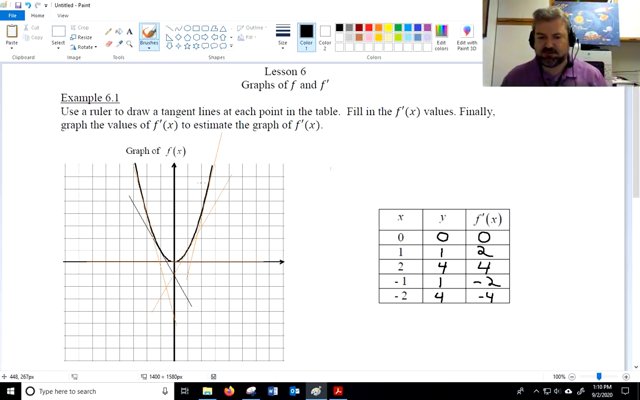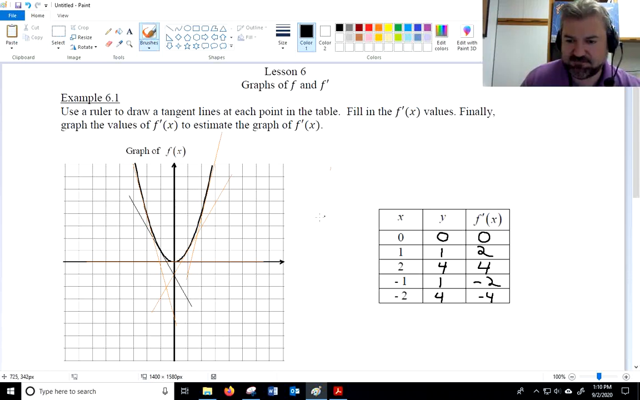Okay, so there we have it. We've got our different tangent lines in our graph. So now what we're going to do is actually plot this curve. I'm going to pick blue and plot this curve now on here. So when I graph x and f prime of x, x of 0 goes to 0. x of 1 goes to 2. x of 2 goes to 4, right?